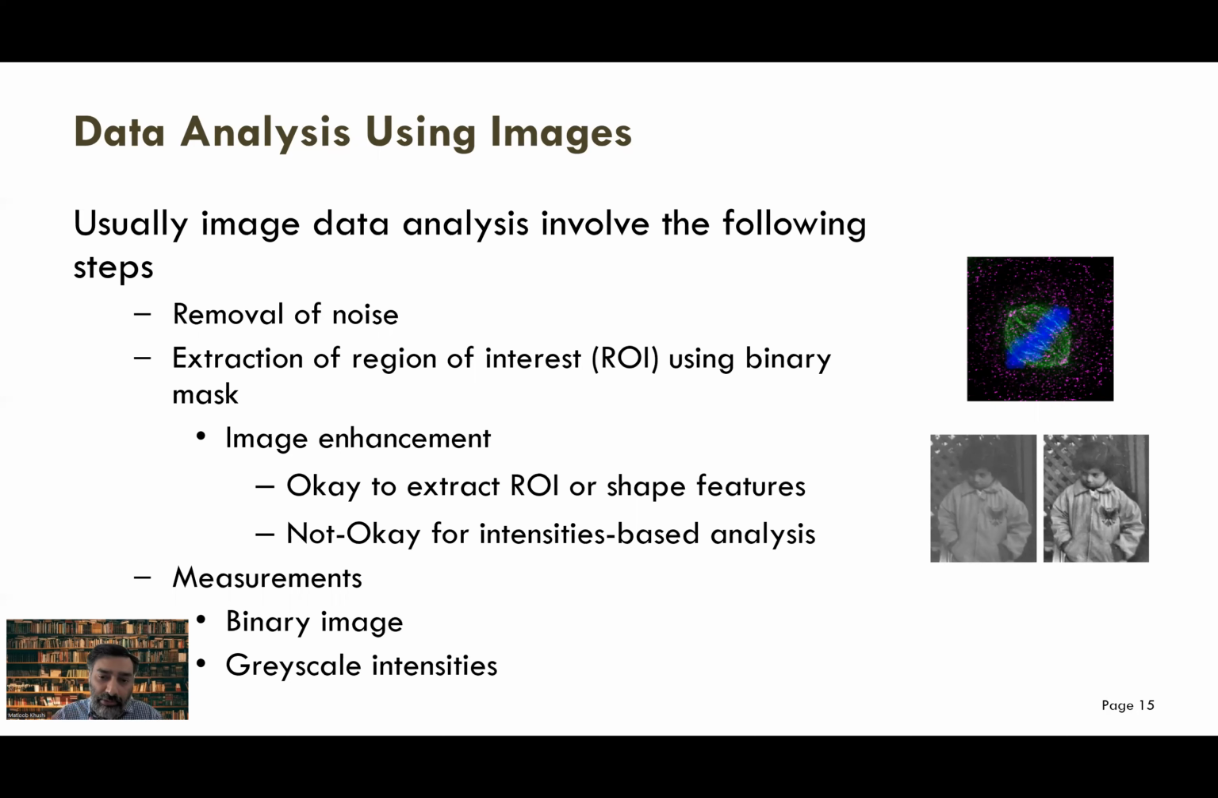Usually in research, all types of images have some sort of noise. So usually the task starts with removal of the noise. In these images, this is all noise, everything that is shown here. So our region of interest could be this DNA or this spindle, right? Then you extract this region of interest, and then you do some quantification. You might need to do some image enhancement.